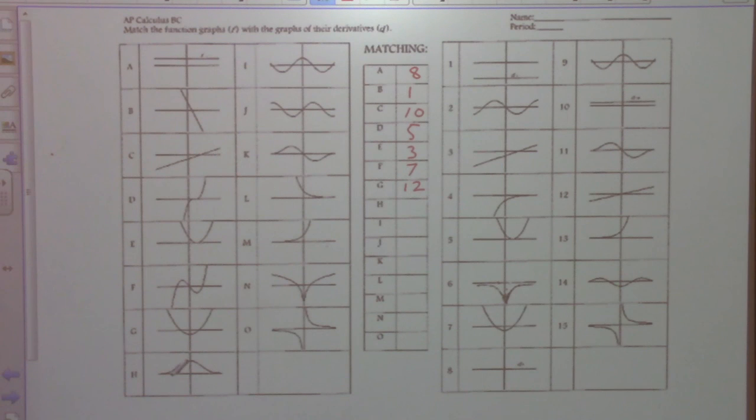Okay, and H. What is this? For H, we have increasing, increasing, then decreasing, decreasing. So positive up to here, then negative thereafter. That might be 11 here. No, it's positive. So that's going to be 11.